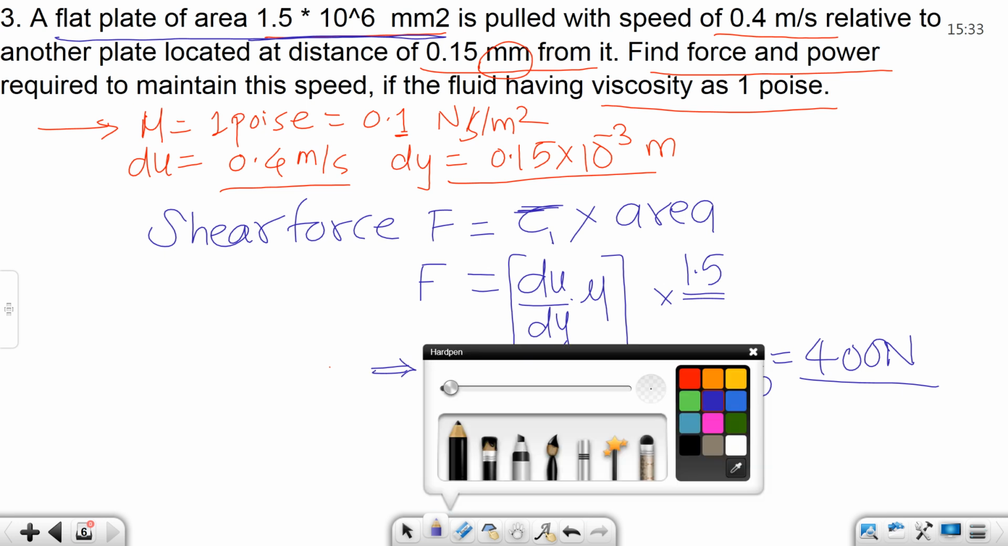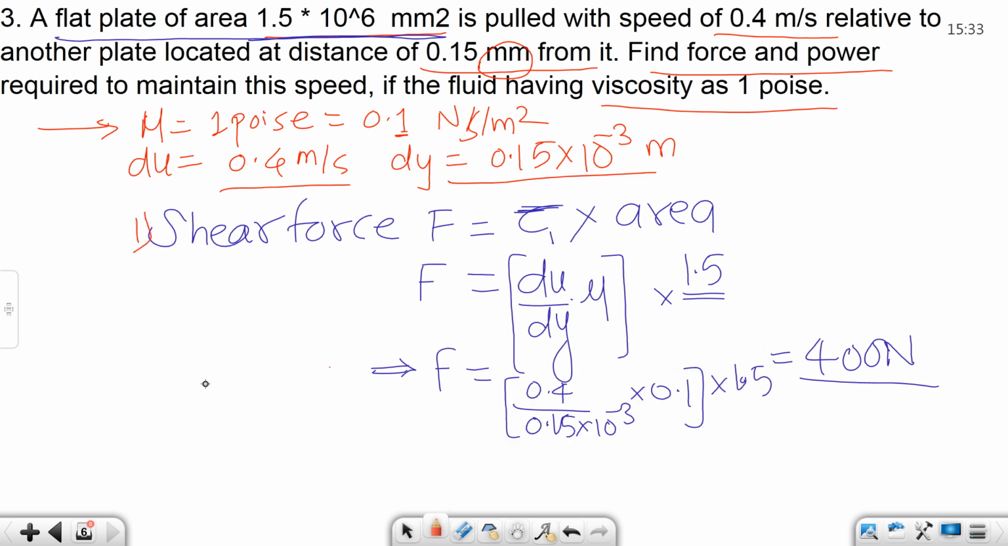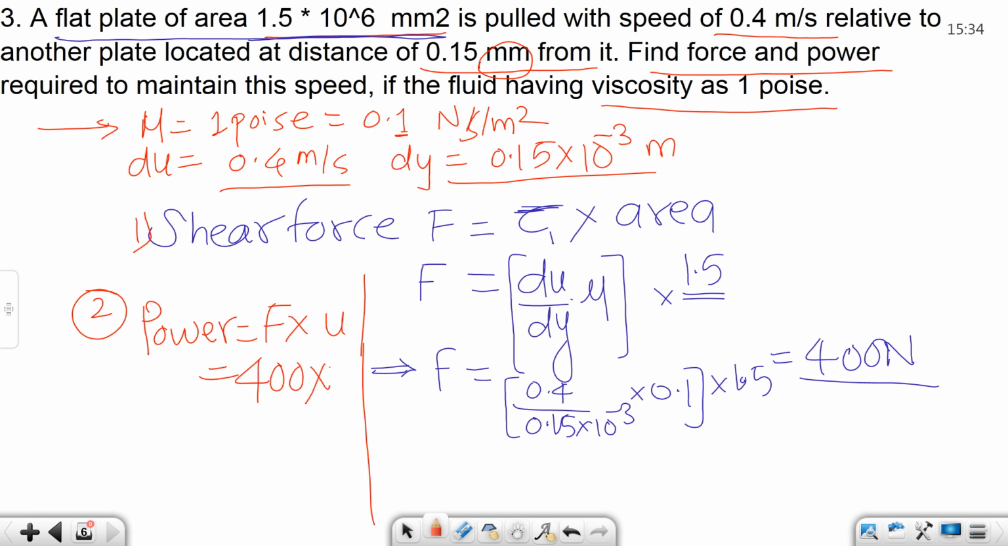And the second part is the power required. So what is the power formula? Power is equal to force into velocity. So I'll take the same: power is equal to force, shear force, into velocity, always force in Newton into velocity in meter per second. So the force which we have calculated is 400, shear force, velocity is 0.4. So the answer for this will be 160 watt.